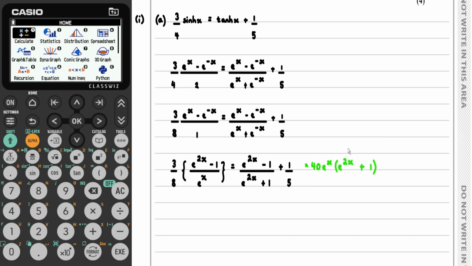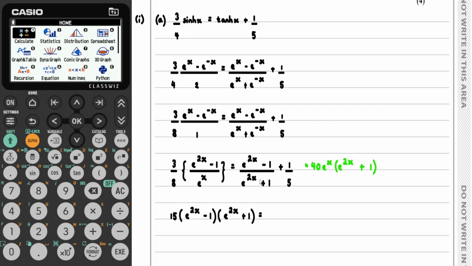We will multiply each term by 40 e to the x times e to the 2x plus 1. This will get rid of all the denominators. So for this term, if I multiply this by 40 e to the x times e to the 2x plus 1, I would have 15 times e to the 2x subtract 1 times e to the 2x plus 1.